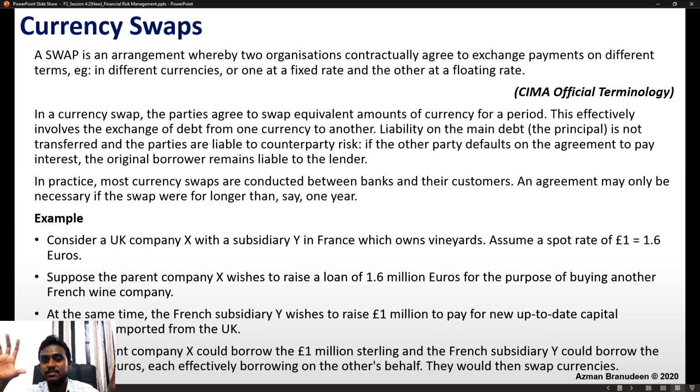So the UK company needs 1.6 million euros in France, and the French company needs 1 million GBP, sterling pounds, in the UK. Now what can happen is both those companies can borrow on behalf of each other. The UK parent company X could borrow the 1 million sterling, and the French subsidiary could borrow the 1.6 million euros, each effectively borrowing on the other's behalf. They would then swap the currencies and the interest commitments also. This is how a currency swap very simply works.